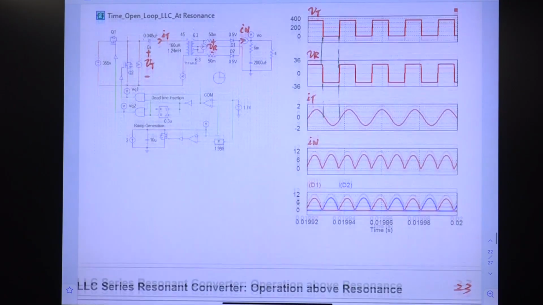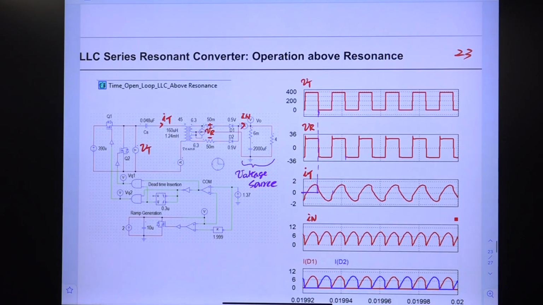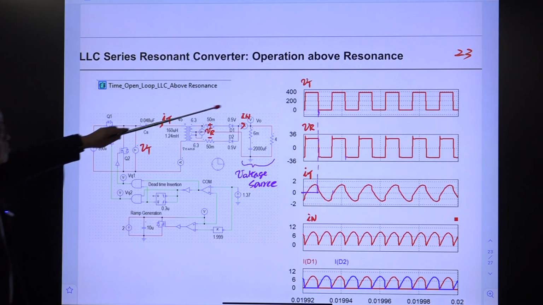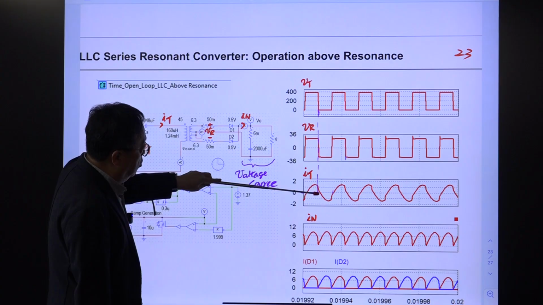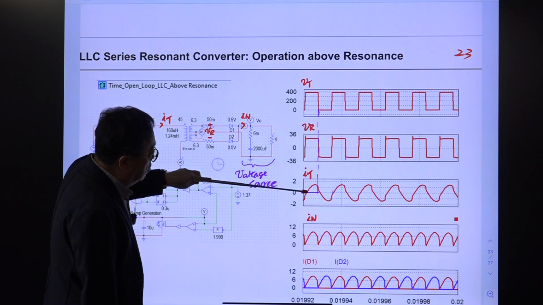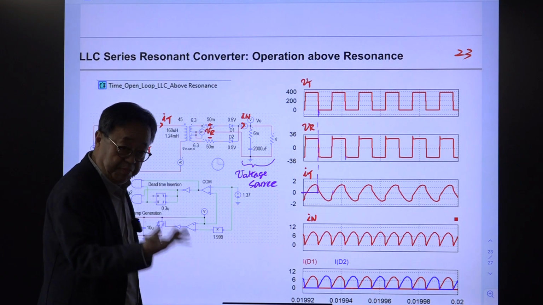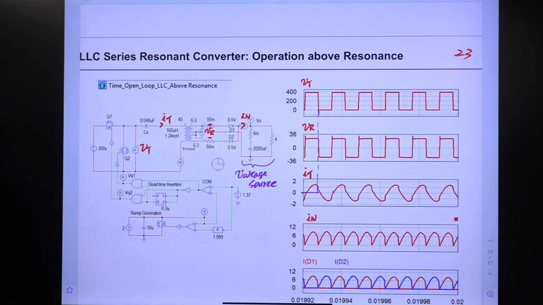And next one is operation above the resonant frequency. This is the desired operation. So watch this. This is tank waveform, tank voltage, and this is tank current. Tank current starts here. So this is behind the voltage. So we have phase lag, phase delay, which is desired. And with this, above resonant frequency.